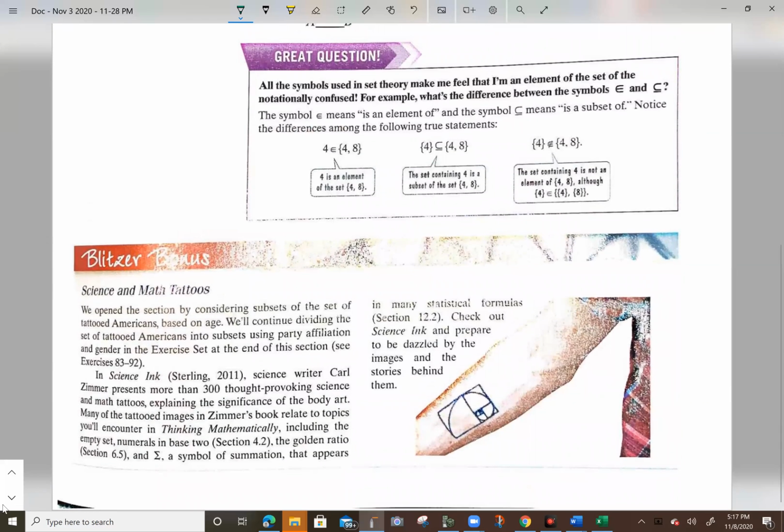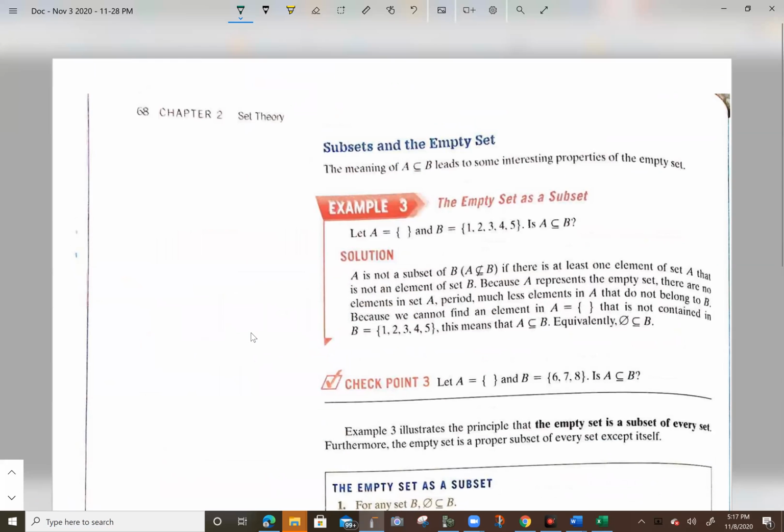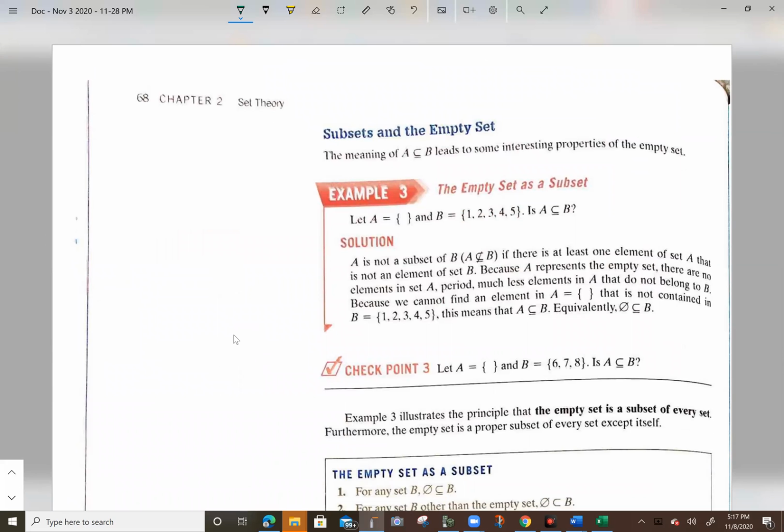All right, feel free to read through the book. It has some more information for you. Subsets and the empty set. The meaning of A is a subset of B leads to some interesting properties of the empty set.